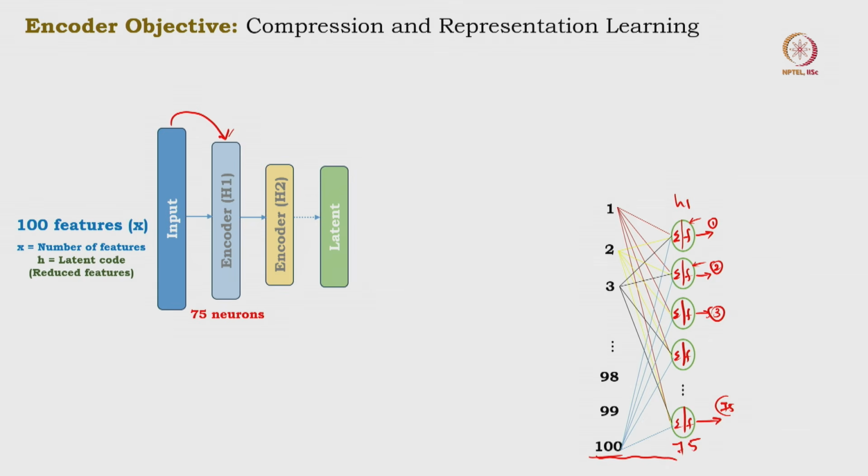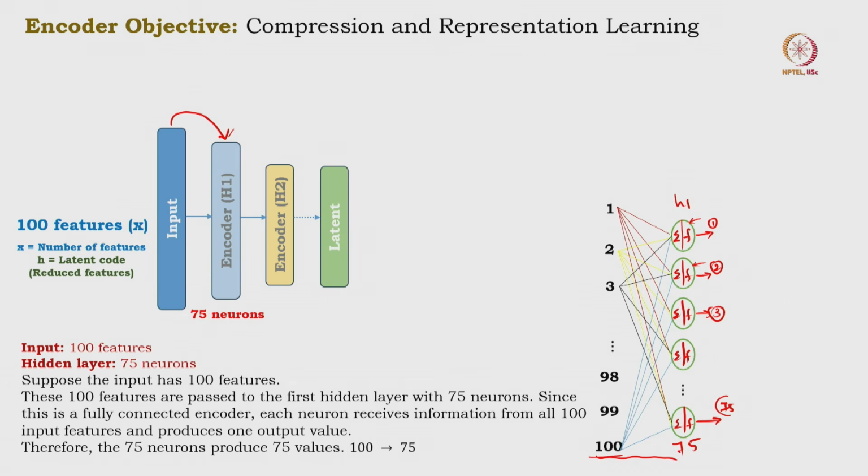Now, my question to all of you is, when you have reduced from 100 to 75, have we deleted any data here? Can you think? The answer is no, right? Why have we not deleted anything? For this particular neuron, all of the input is being passed. For the second neuron, all of the input is being passed. So what has happened? This 100 is being compressed. Right? We have not deleted any data, we have now obtained the compressed form. So 100 is now reduced to 75.